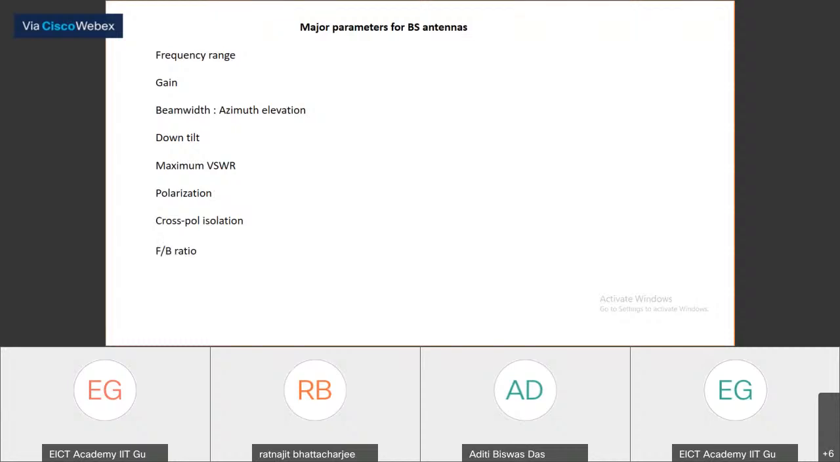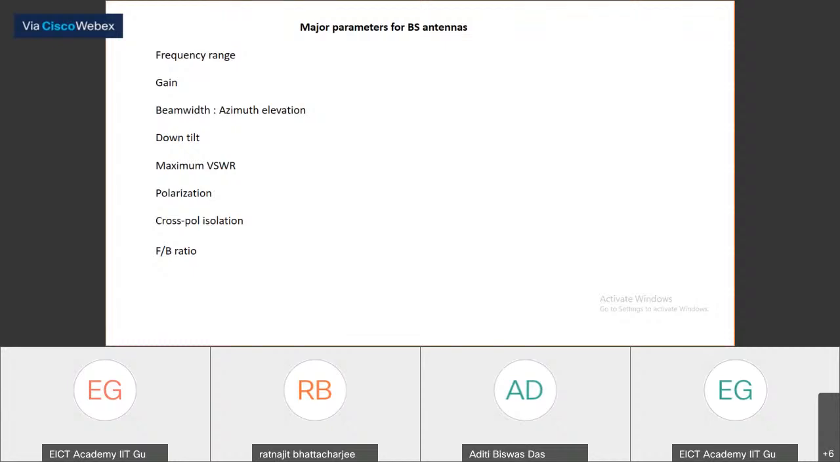Front to back ratio. If you are using a directional antenna, you want to transmit in a particular direction, and you do not want to transmit in the back side of the antenna. So front to back ratio, what is the minimum F by B needed? That is another parameter.